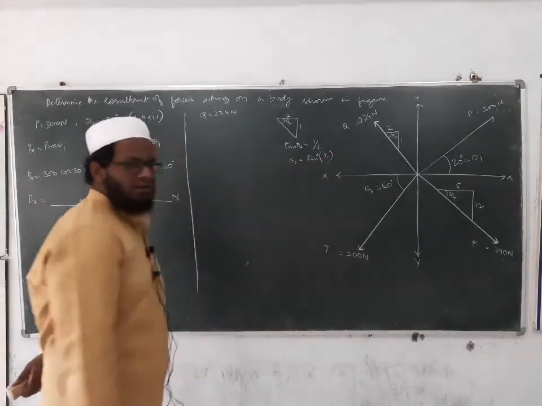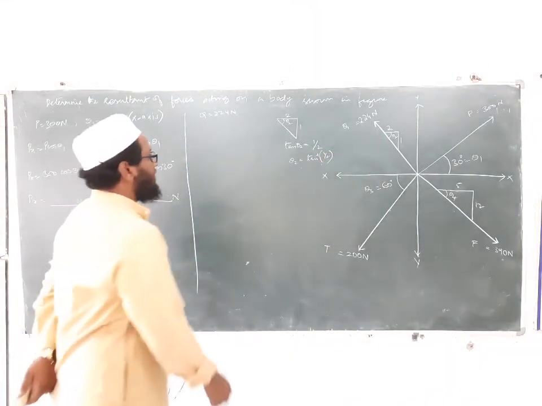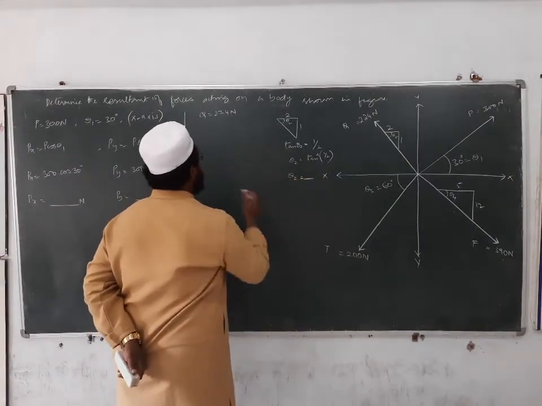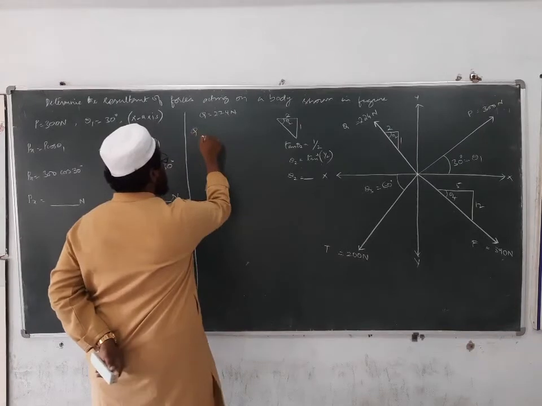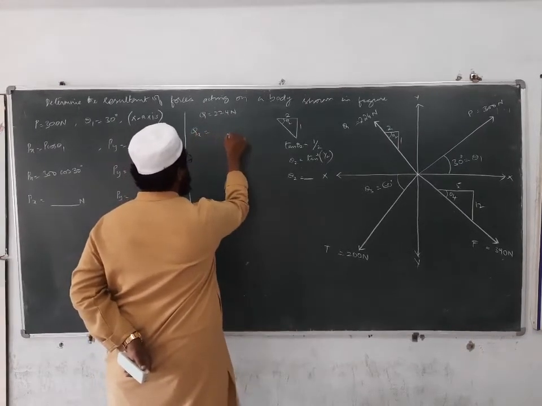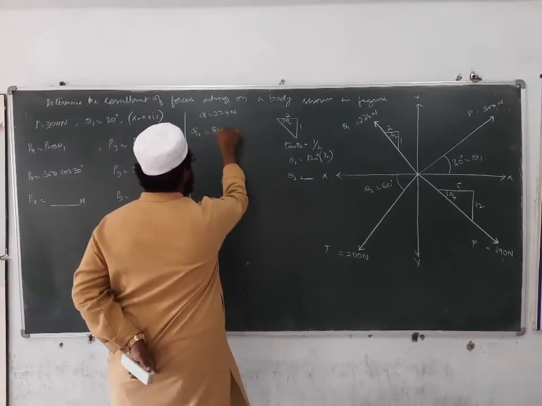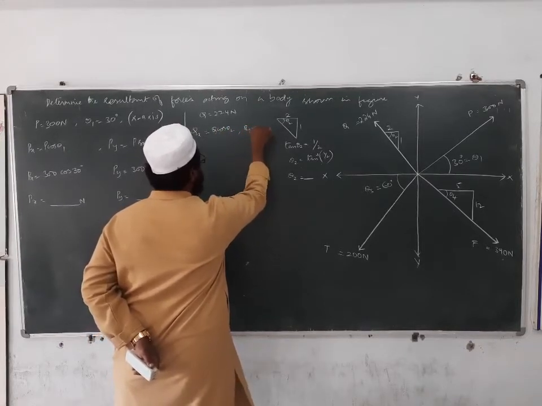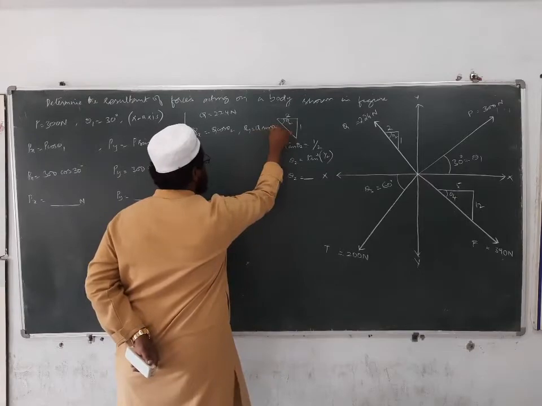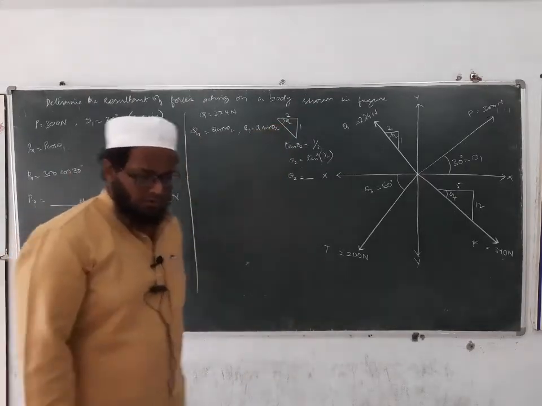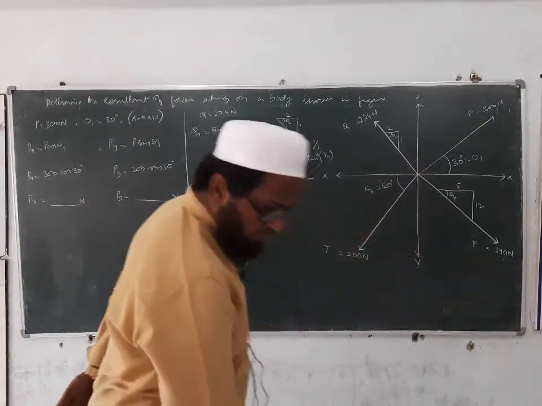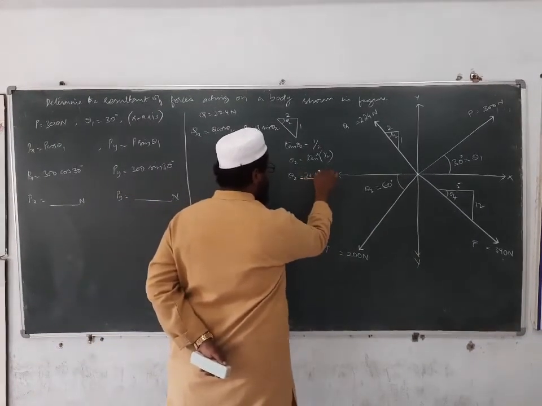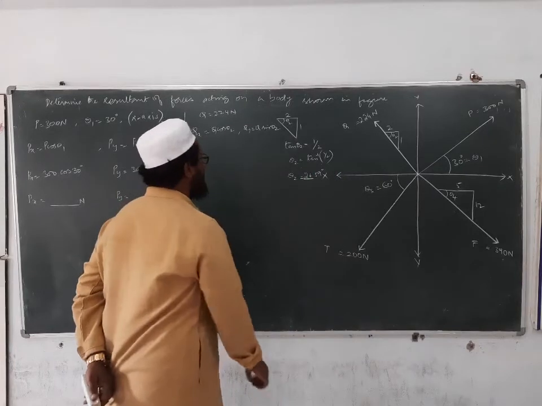So what is the value of tan inverse of 1 by 2? You will get some value, okay, in some degrees. So now again, Qx is equal to Q cos theta 2 and Qy is equal to Q sin theta 2. So this angle is 26.57. All right, theta 2 is 26.57 degrees we are getting.